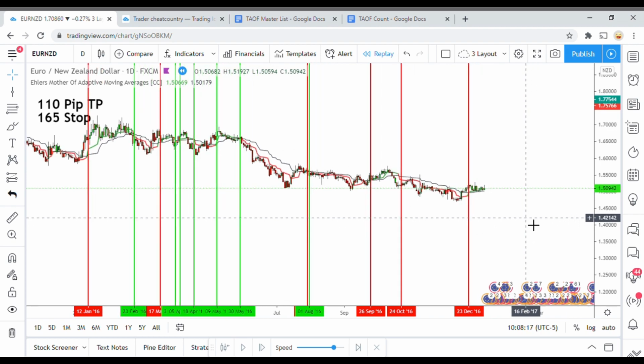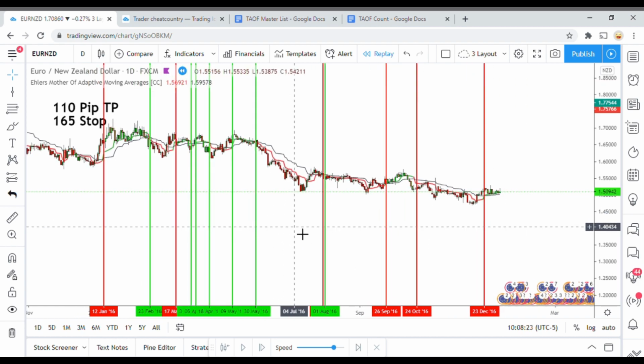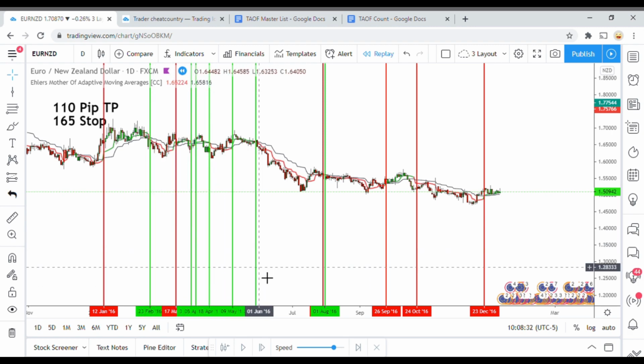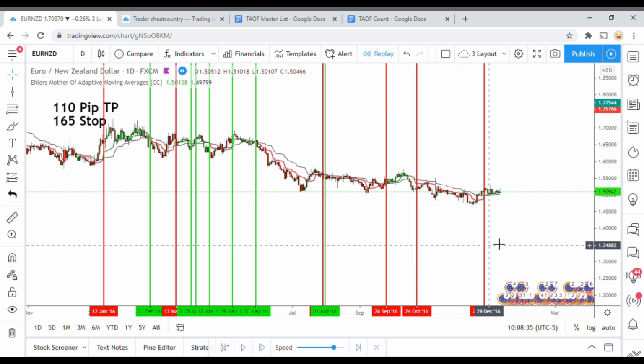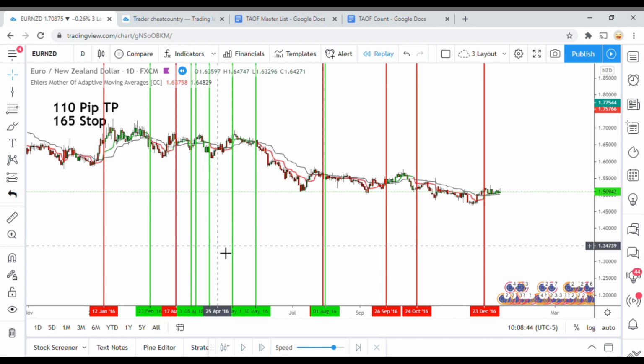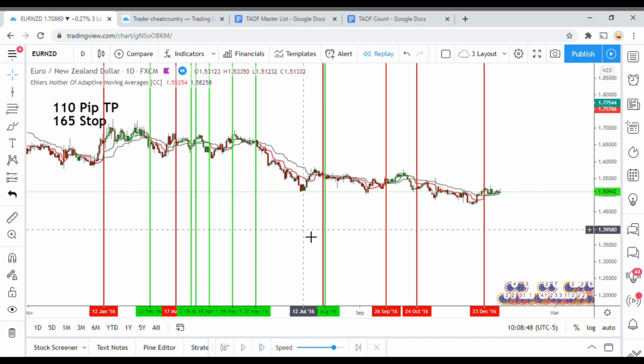All right. There we have it. That is Ehlers' mother of adaptive moving averages. Let's go ahead and add these up and see what we can get out of them. So we got 1, 2, 3, 4, 5, 6, 7, 8, 9, 10, 11, 12, and 13. So we have 13 signals altogether, and we have 1, 2, 3, 4, 5, 6, and 7 winning signals. So unfortunately, that barely misses the 60% criteria that we are looking for. It's a shame. I thought it would do a little bit better than that.